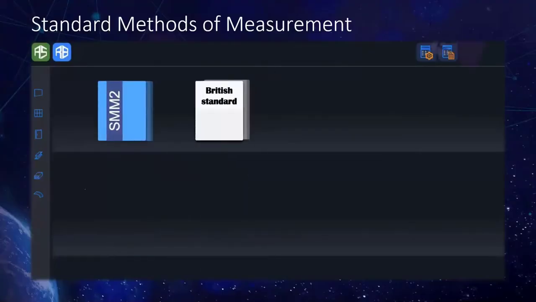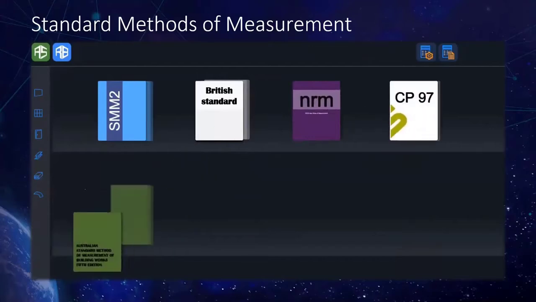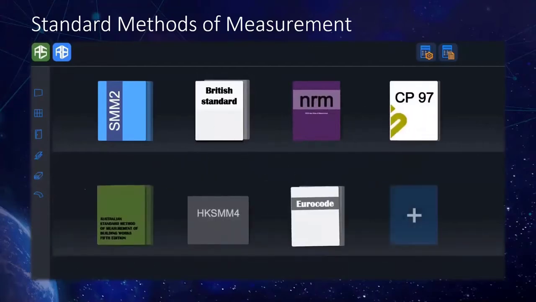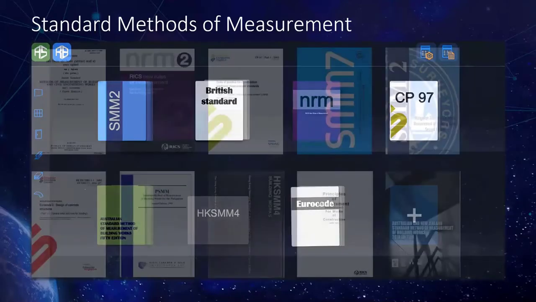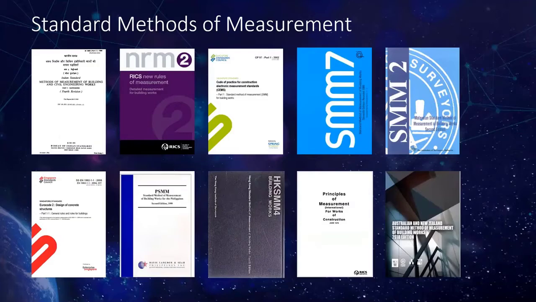Okay, in terms of measurements, you have, as I mentioned, SMM, British Standards, NRM, CP97, Australian, Hong Kong, Eurocode, and then obviously you have a lot of others. So whichever you want to go ahead with, the software already has all of those information. So you can just choose which measurement rules that you are implementing in your project. So for instance, IS 1200, so Indian measurement rules, so that you can actually utilize. NRM is there, SMM is there, and a lot of other standard methods of measurement for the quantities. So this is what makes it unique, basically.